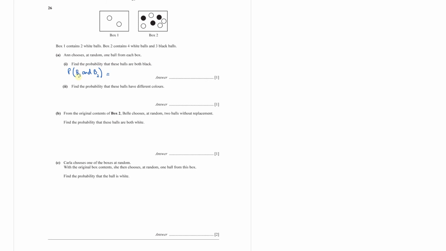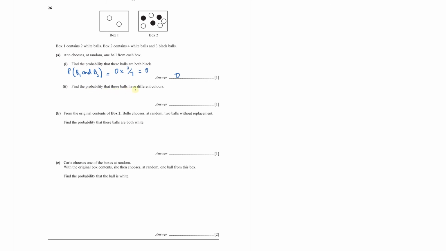The probability of getting a black from the first box is 0 because it doesn't have a black ball. So 0 multiplied by the probability of getting a black from box 2, which is 3 by 7, since there are 3 blacks and 7 total. But since you're multiplying it by 0, your answer is 0.